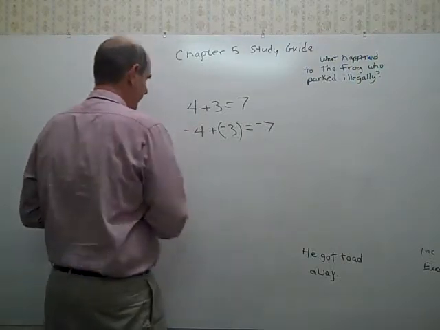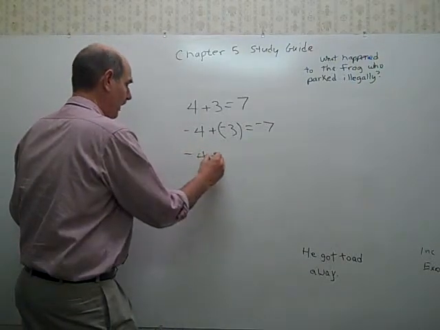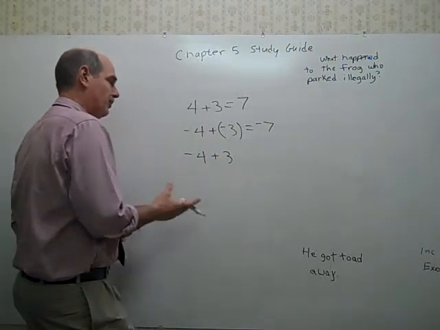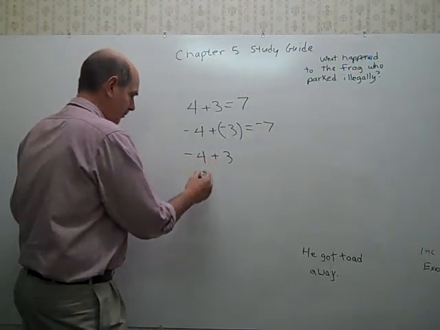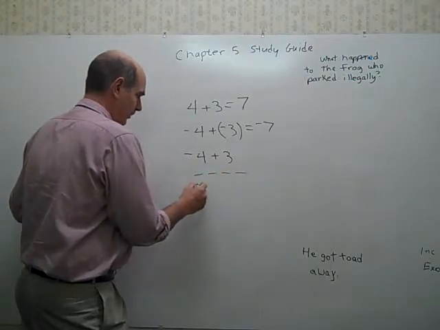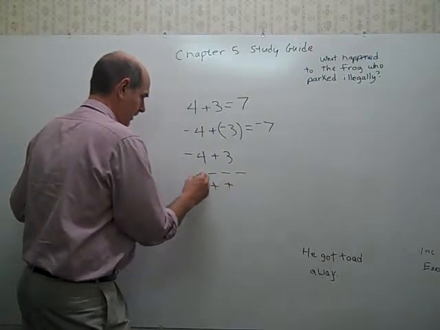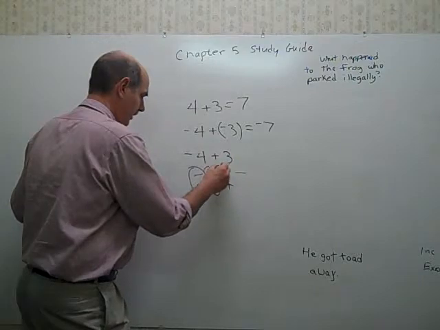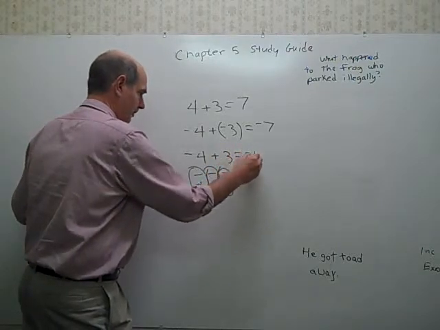So what happens if you're doing a negative plus a positive? Well, it depends which one is farther from 0. If we did this with counters, we had 4 negatives and 3 positives. That's a zero pair, zero pair, zero pair, and the result is negative 1.